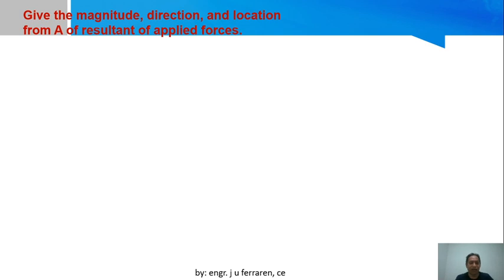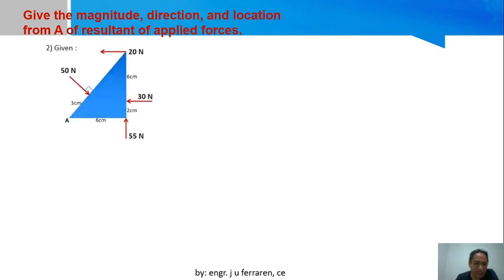Now, again, you're asked to give the magnitude, direction, and location, but this time it is different because there is a specific point of reference. So what we will solve is only the location of the resultant from a specific location A. This is the body acted upon by forces, a right triangular body.